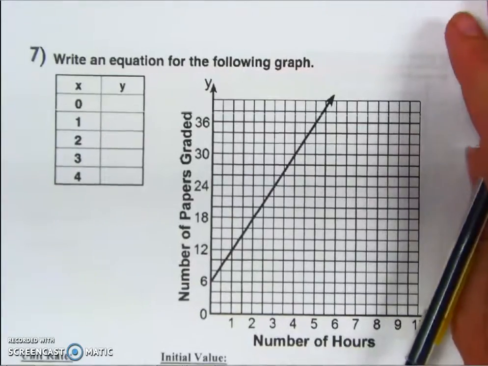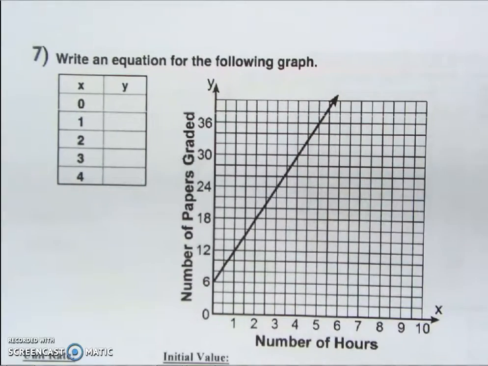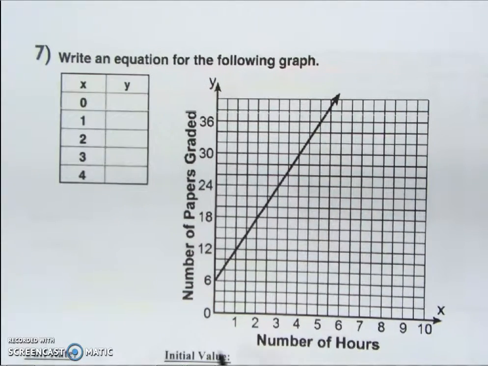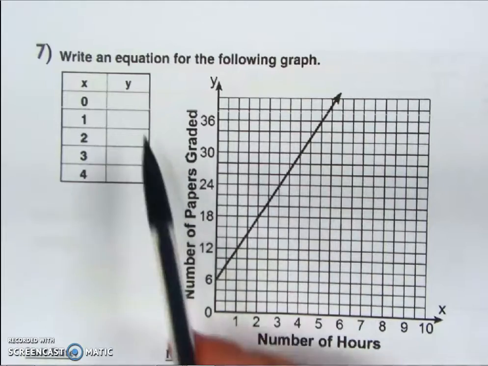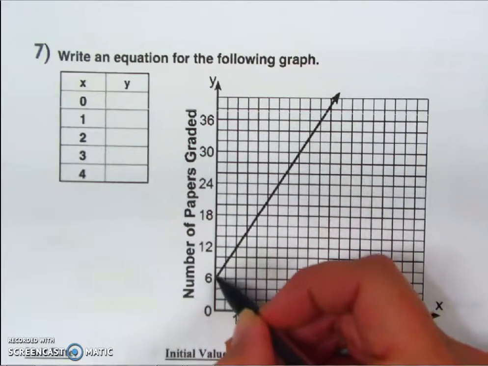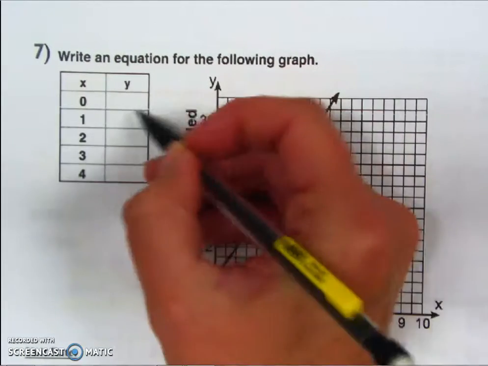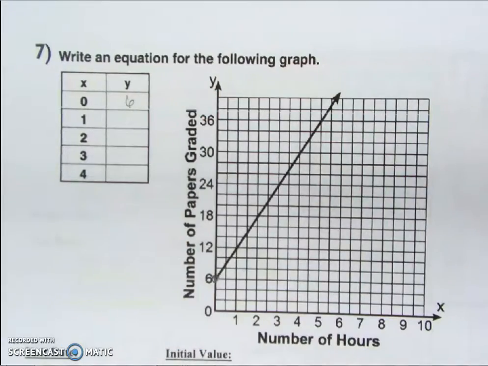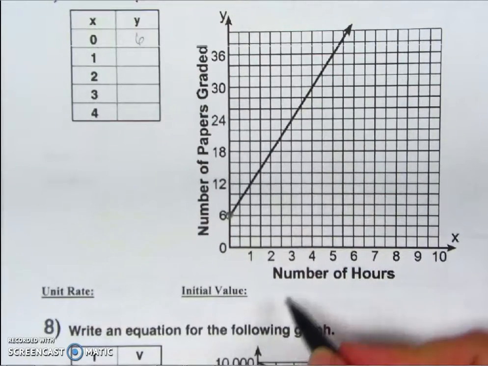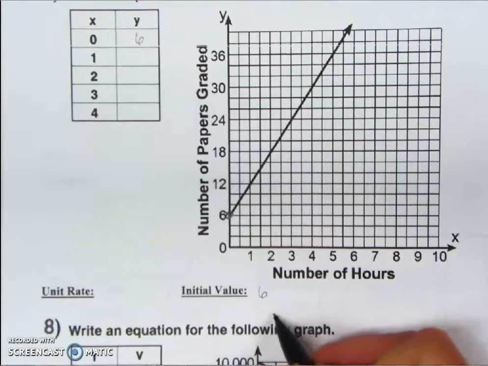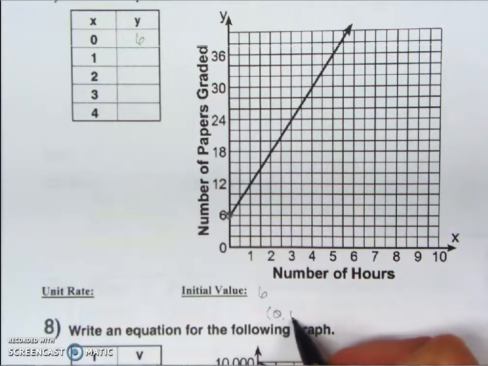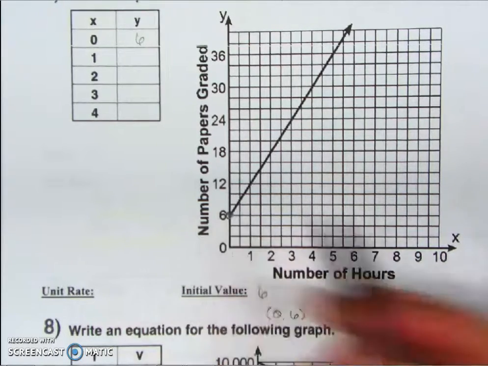All right, and then I wanted to go through these last two examples, number 7 and 8. Write an equation for the following graph. All right, so we need to look at the ordered pairs that are here. So where x is 0, this graph hits the point right there at 6. So that already tells me my initial value. My initial value is 6, or we could write it as 0, 6. That's our starting point. We start at 6.